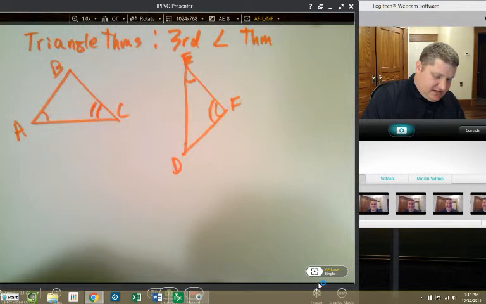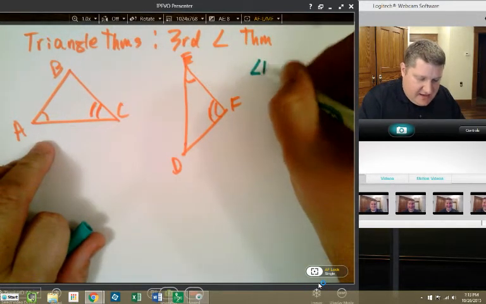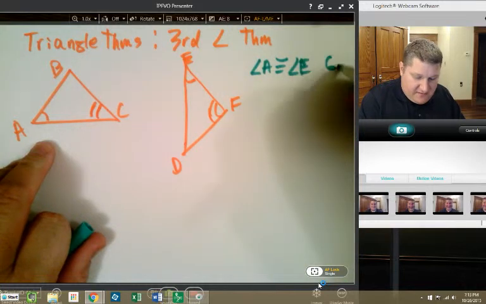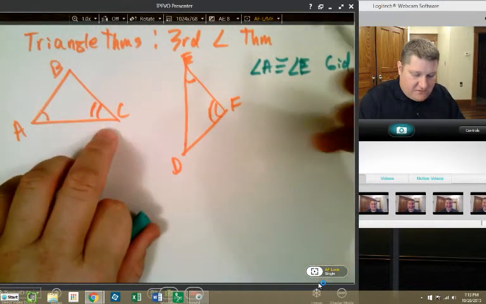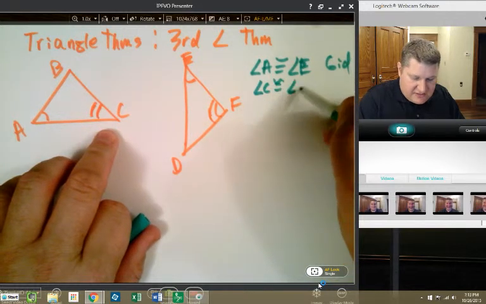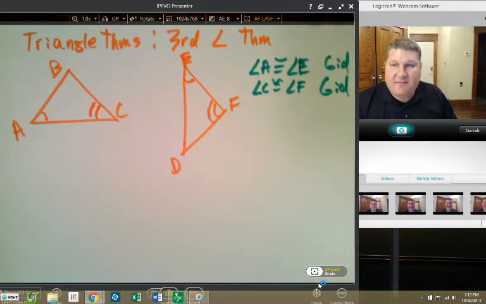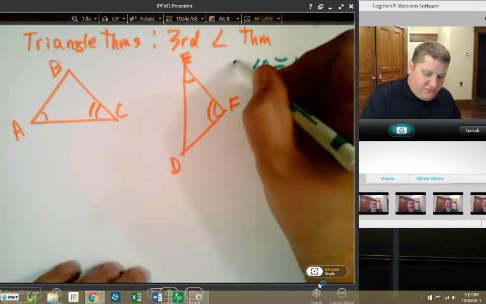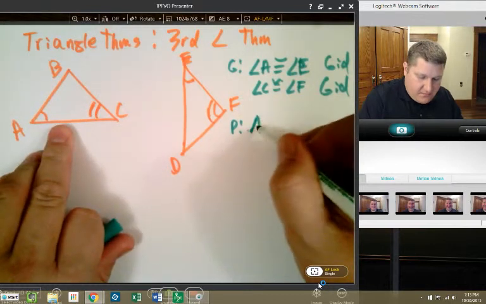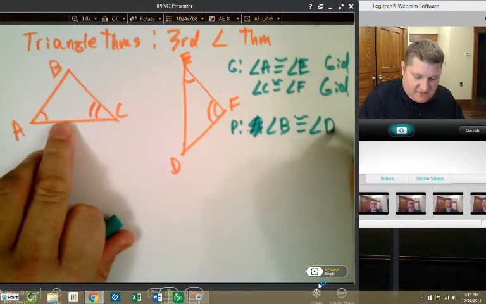So I could say, based on the drawing, that angle A is congruent to angle E by given in diagram. I could also say that angle C is congruent to angle F by given in diagram. Now, what we want to prove is that angle B is indeed congruent to angle D.